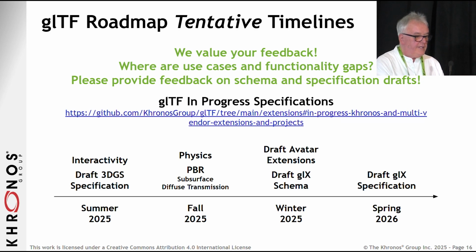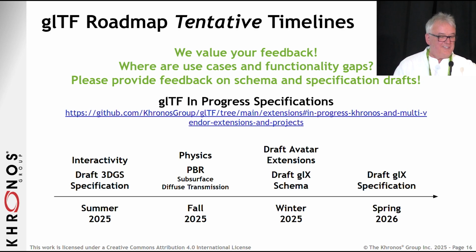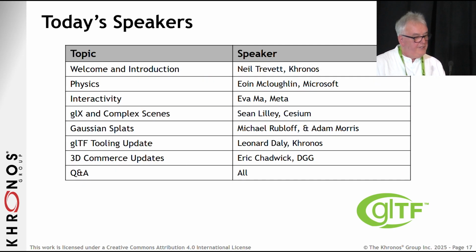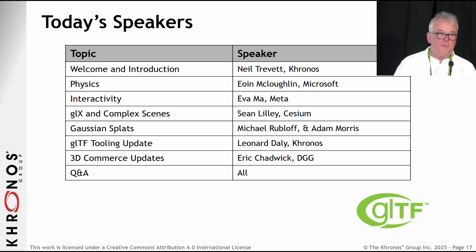So this is a condensation down into the next few quarters. This is what we're really working on right now: interactivity, Gaussian splats, physics, PBR Wave 5, avatars, and complex scenes. So the rest of the session, we're going to be going through some of these topics to give you the next level of detail. Thank you to all of the speakers that have put a lot of effort into creating all the materials that we're going to be discussing today.